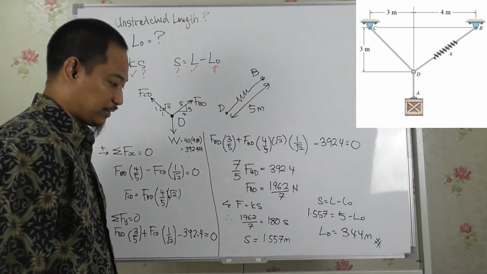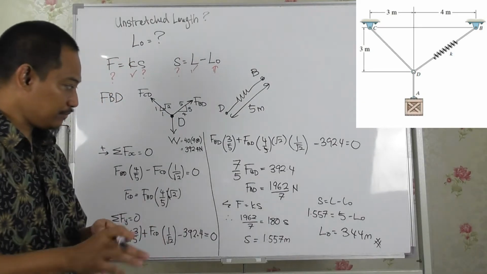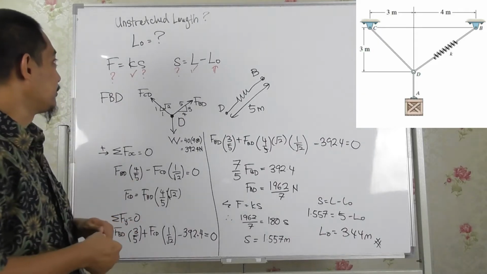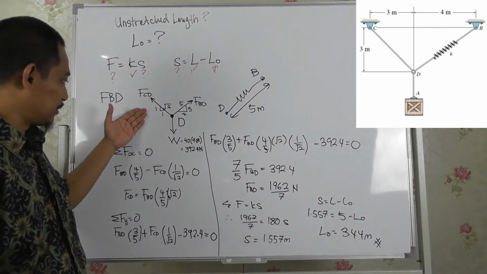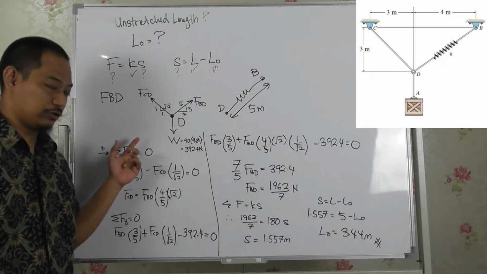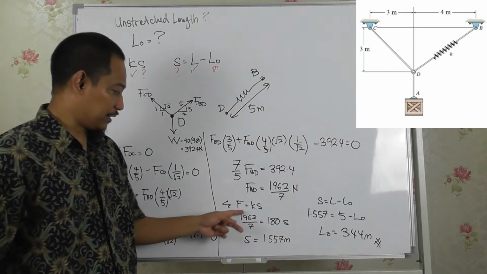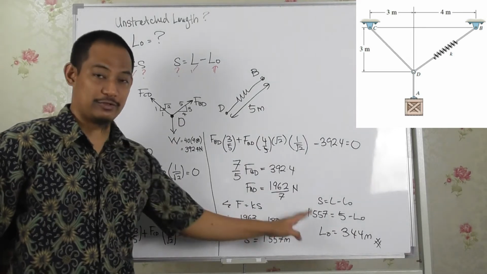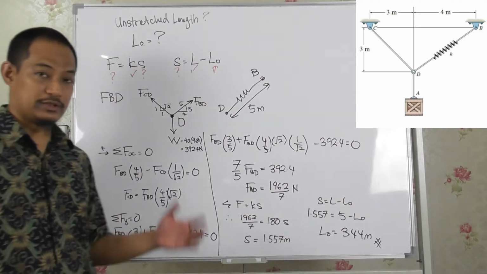Right, it will become 3.44 meter. So that is how you solve for this one using the equation of equilibrium of a particle, and then apply the understanding from spring. This is purely about spring, F equal to Ks. Right. Hopefully you have understood.